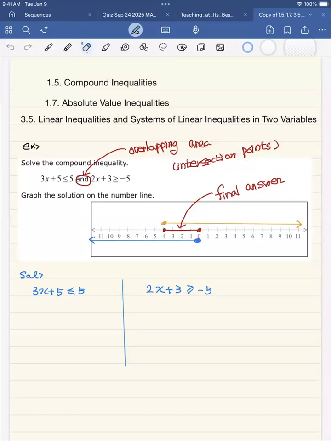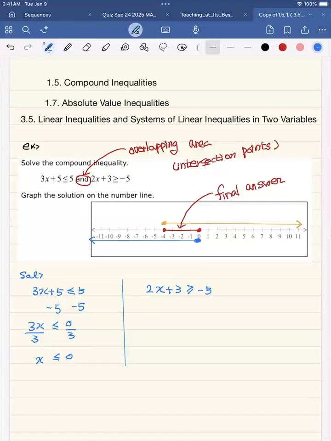Let's work out 3x plus 5 is less than or equal to 5. To do that, we subtract 5 on both sides. Then we have 3x is less than or equal to 0. Then we divide by 3 on both sides. So x is less than or equal to 0.